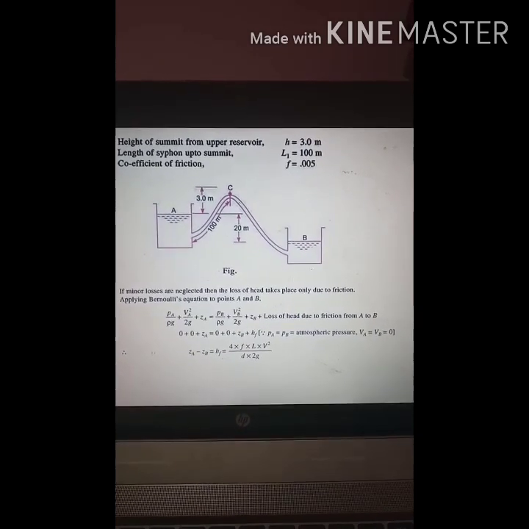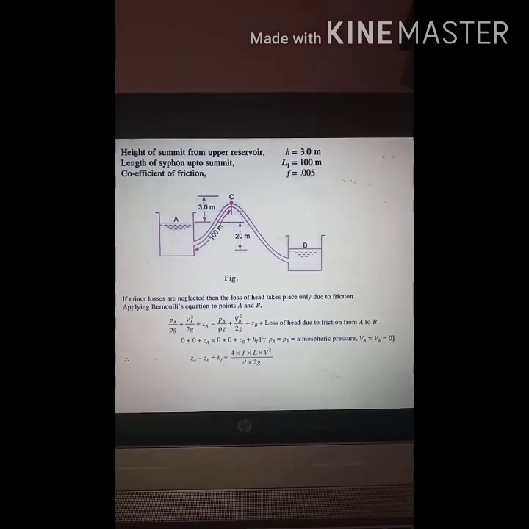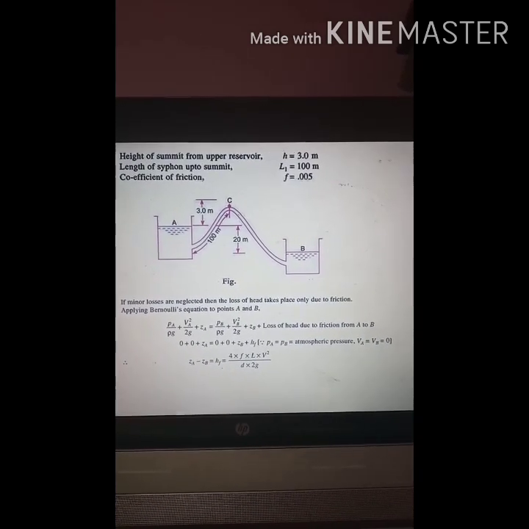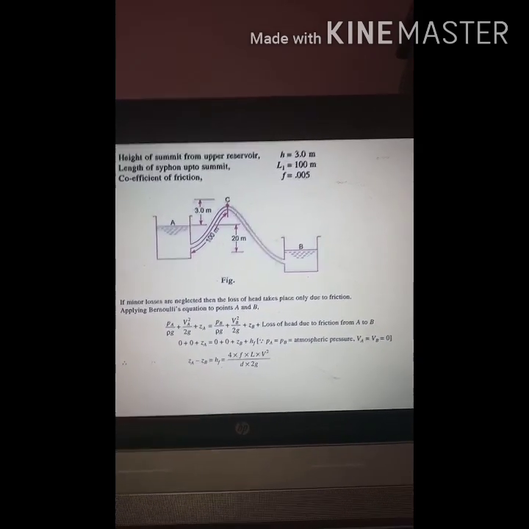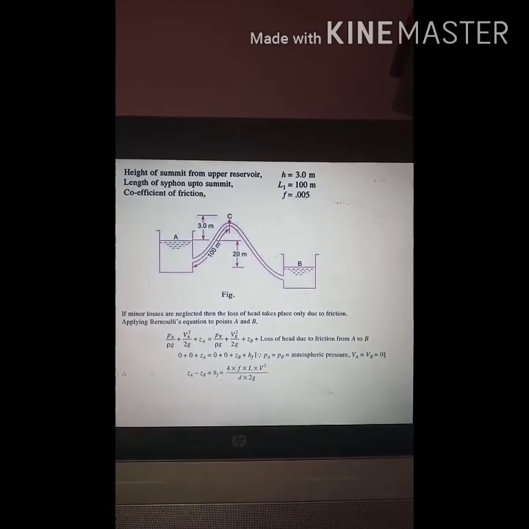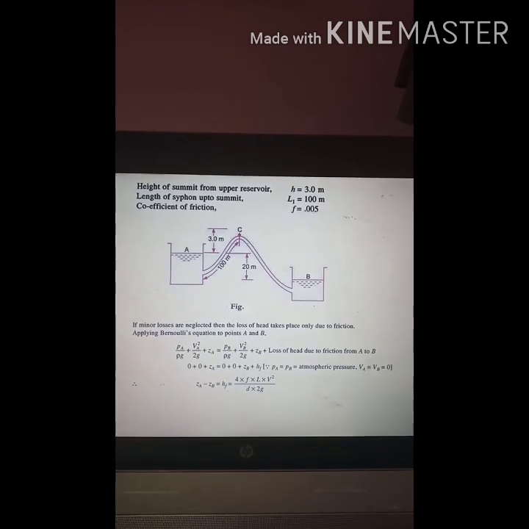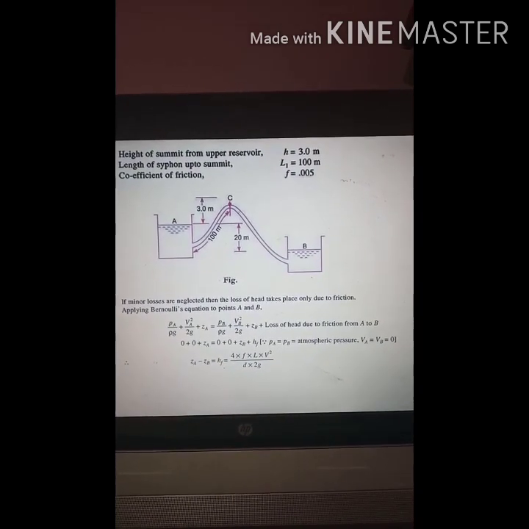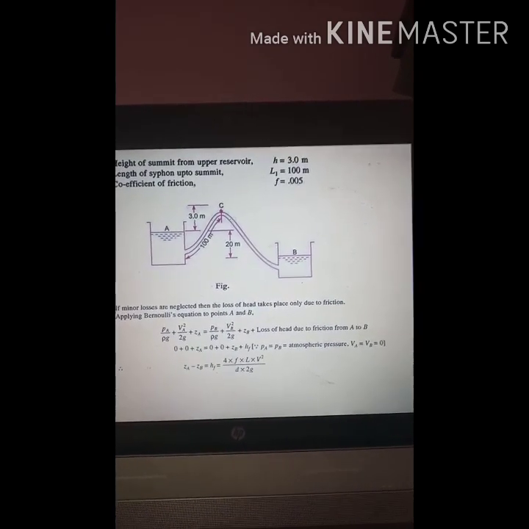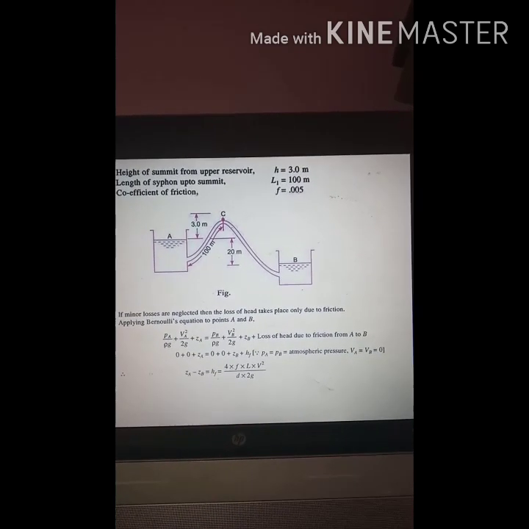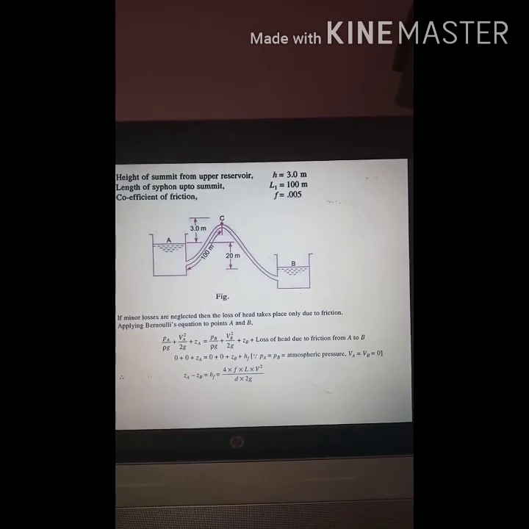PA by rho g is atmospheric pressure, and PB by rho g is also atmospheric pressure. Both are 0. So PA by rho g plus VA square by 2g, both will become 0. And ZA will be 20 meter as compared to ZB, and VB square by 2g will also be 0. So there is no pressure, no velocity in this equation. Only there will be the difference ZA minus ZB, and that will be equal to the loss of head 4FL V square by 2GD.